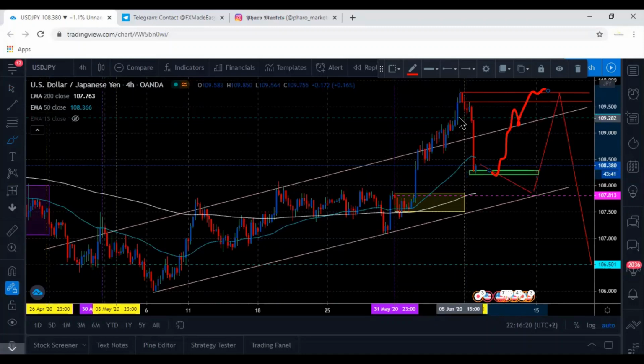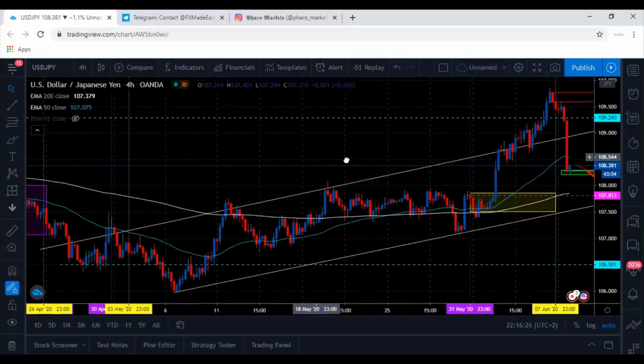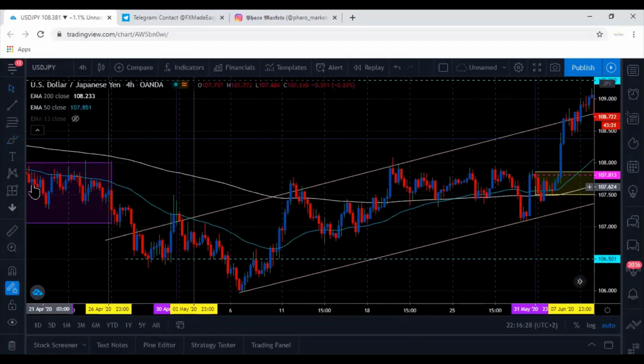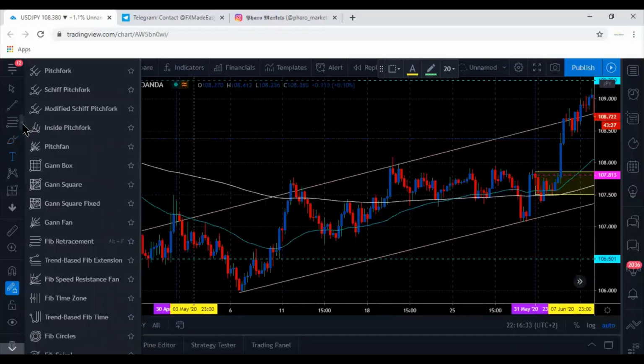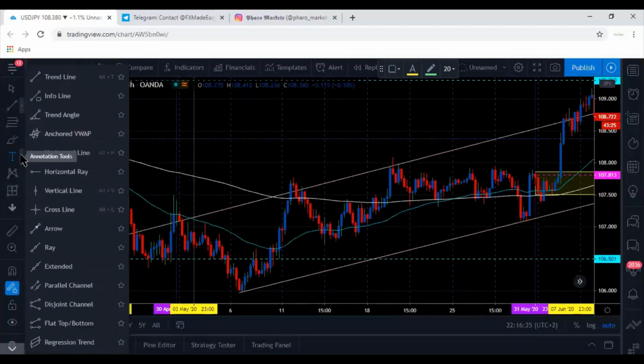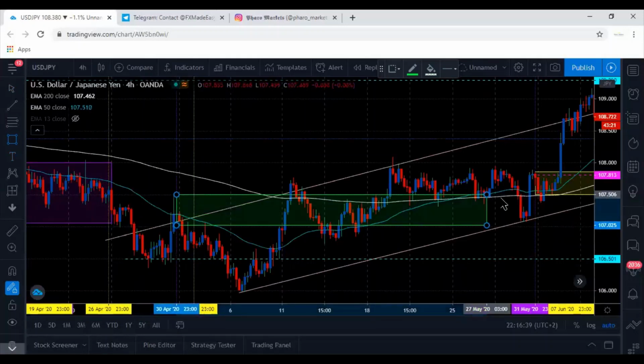Another thing I also wanted to explain regarding the candle was you can even use it as an order block. We had a rectangle. You can even use it as an order block.